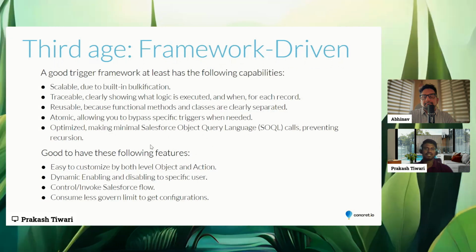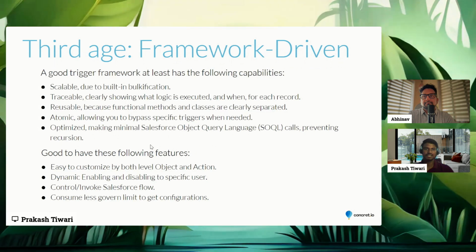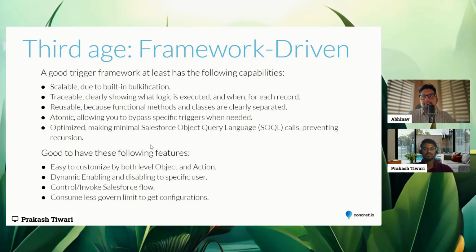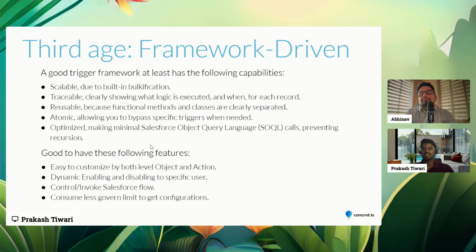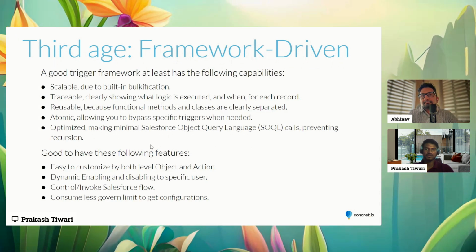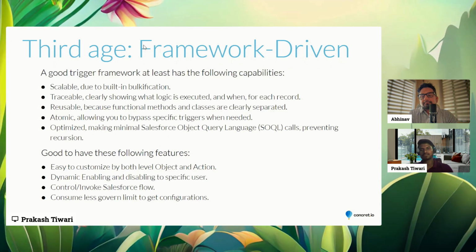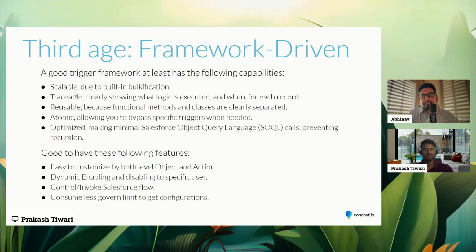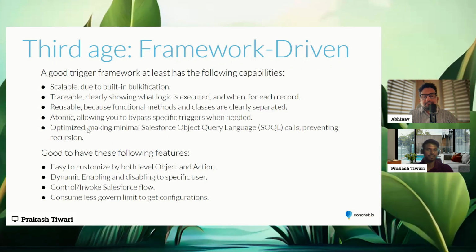So yeah, this is all about the handler age. Let's move to the third age, which is the framework driven approach. In this one, we try to solve all the limitations we have in the handler. The first problem was order of execution, which is controlled, but controlled within Apex only. So that is the challenging part, and at least it should have the capabilities we defined in the earlier slide: scalable, traceable, reusable, atomic and optimized.